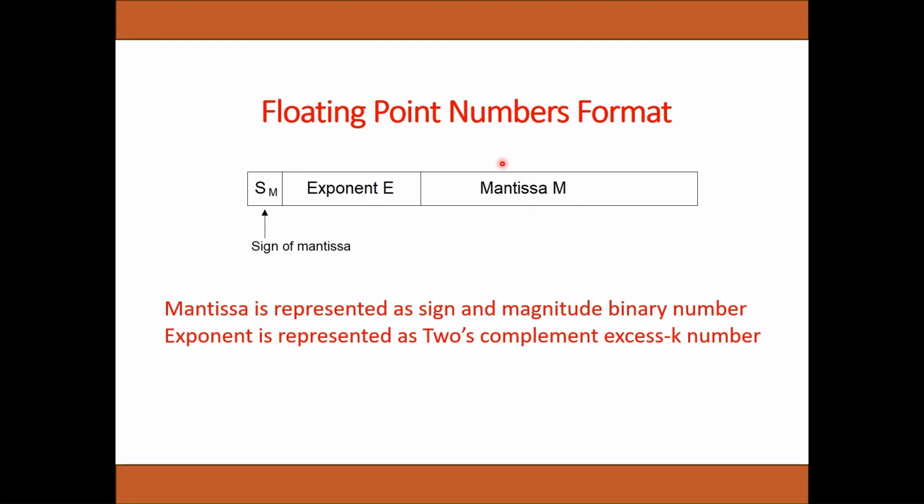And this sign bit is for the mantissa part, not the exponent part. And the mantissa is represented as a sign and magnitude binary number. Remember, it is sign and magnitude. So the sign goes here and only the magnitude goes here. And the exponent is represented as a 2's complement excess k number. We have gone through 2's complement numbers and excess or biased representation before also. So at the end of this lecture, the whole playlist of the number system will also be given. Please go through that also.